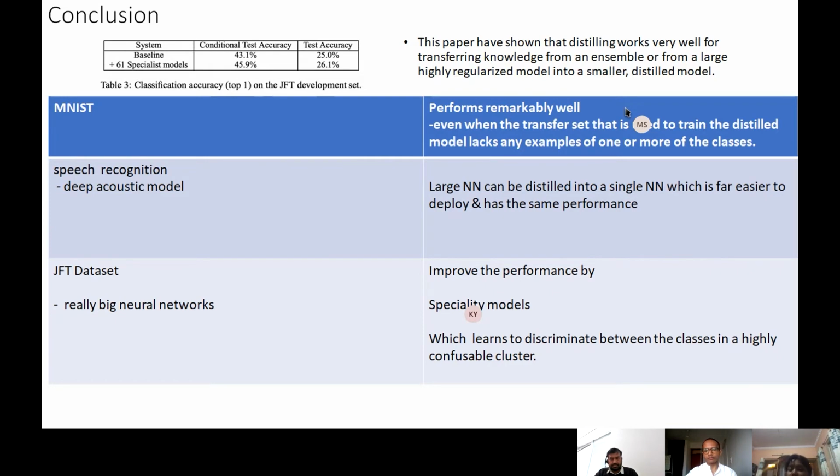With speech recognition, we learned that a large neural network could be condensed into a smaller single neural network. With the JFT dataset, we saw the performance improvement. So with this, the distillation process is one of the methods to improve the performance and reduce the parameters of a neural network.